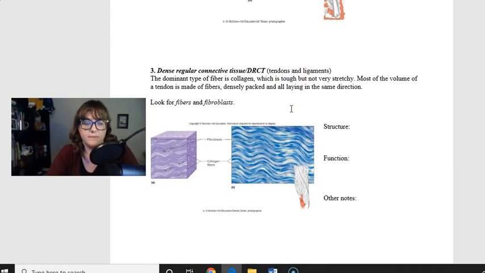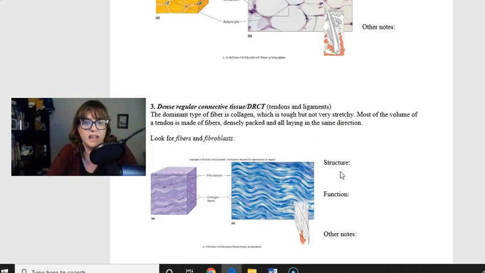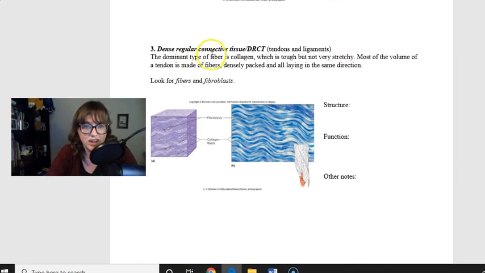Not great. But again, you'll go through and see why these are actually really important. They're important for energy storage, insulation, and padding. Otherwise, we die.